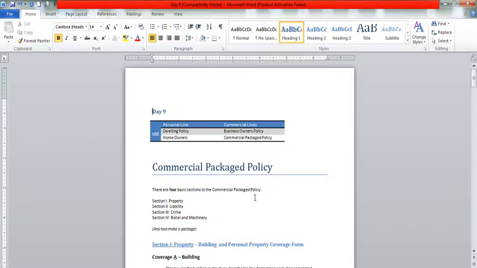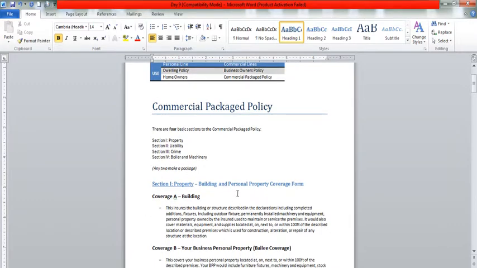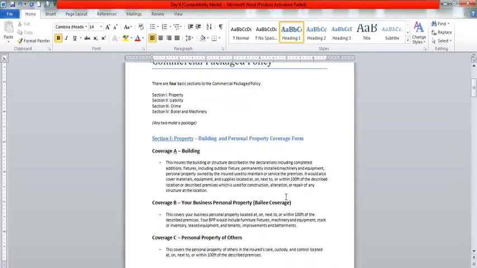In this video, we're going to be talking about the commercial package policy and other insurance related issues. Now, one thing to keep in mind, there's usually four sections of commercial package policy. There could be more than four, but these are the major four. Section 1 is property, liability, crime, and boiler and machinery. Let's talk about Section 1, property: building and personal property coverage form.